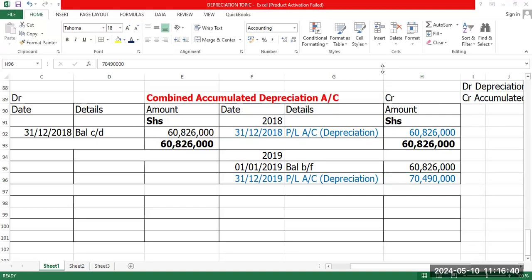But why didn't we start with 1st January in 2018? Because depreciation normally comes in at the end of the year. That's when we record the depreciation. Here we are recording depreciation not at the start, but at the end.